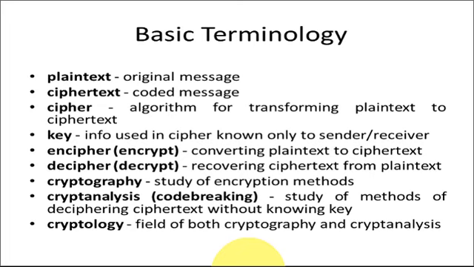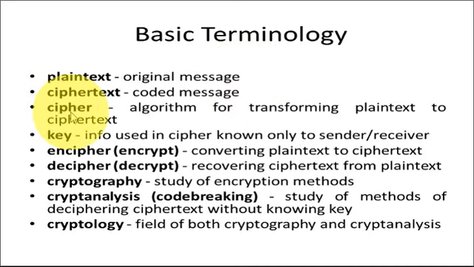One is plain text. Plain text means the original message which we are going to send, the data which is going to be encrypted, the original message. The ciphertext is the message in converted format. That is, the original message is encrypted and converted into ciphertext. The output of the encryption is the ciphertext. That is the coded message, so it is in an unreadable, not understandable format. The original message is in a human readable or understandable format.